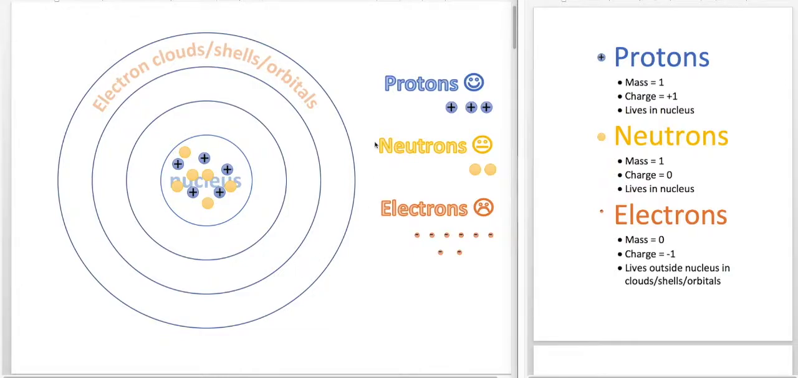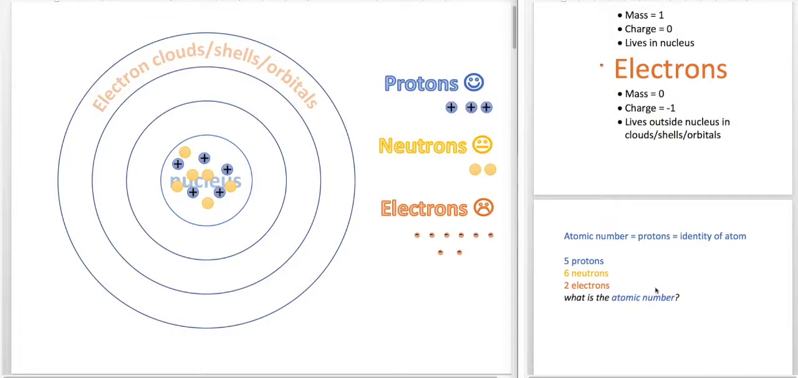So quick review of what we've been talking about: protons, neutrons, and electrons. Protons have a mass of 1, charge of 1, and they live here in the nucleus in the center. Neutrons also have a mass of 1, but their charge is 0, and they live also in the nucleus with the protons. The electrons are itty bitty, teeny tiny. We consider their mass to be 0. They have a charge of -1, and they live outside the nucleus in these areas that are known as electron clouds, shells, or orbitals.